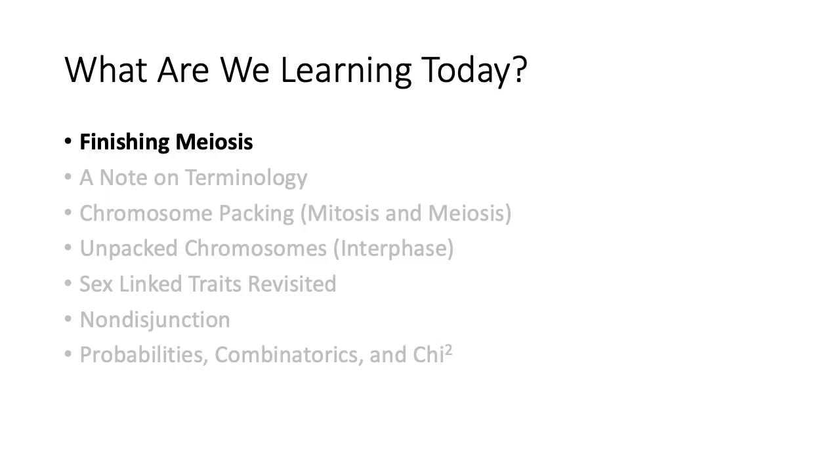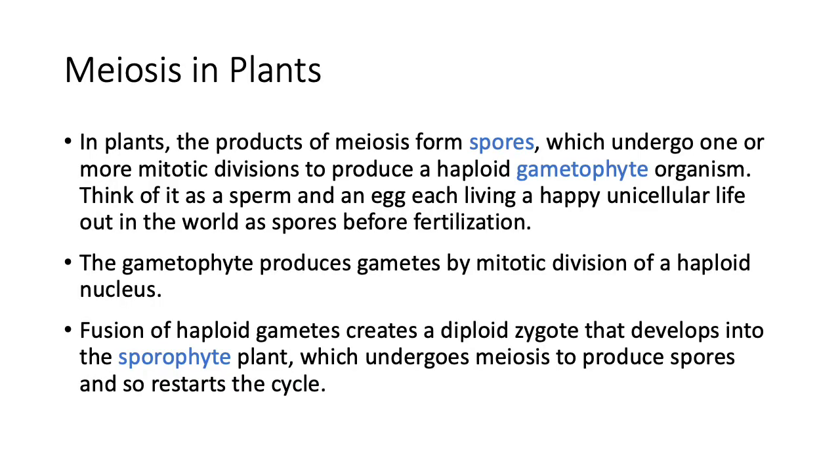We left off, we covered meiosis in humans and animals in general, but meiosis proceeds a little bit differently in plants. Well, let's clarify that. It's not so much that meiosis is different, it's just that what meiosis is used for is different. If you have heard of alternation of generations, then that's really what I'm getting at here.